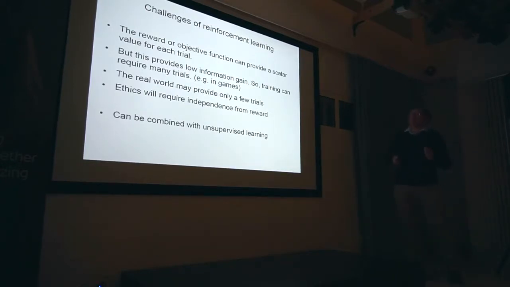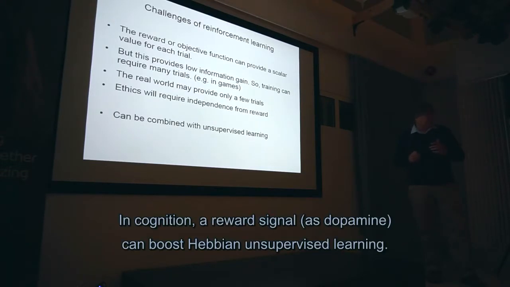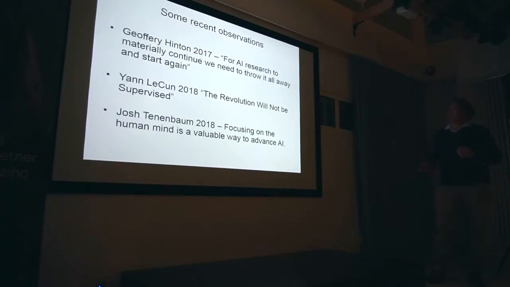You could also argue that things like ethics are going to require something more than reward, let's say in robotics, for example. But reinforcement learning can be combined with unsupervised learning just as it can be combined with supervised learning. Supervised learning can also be combined with unsupervised learning.